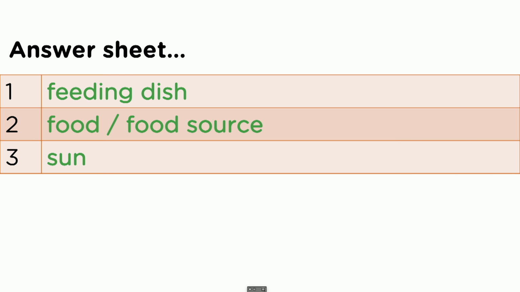So on your answer sheet, you should have feeding dish, food or food source, and the word sun. How many did you get? Pop them into the chat. Did you do brilliantly, or are you in need of some serious help?